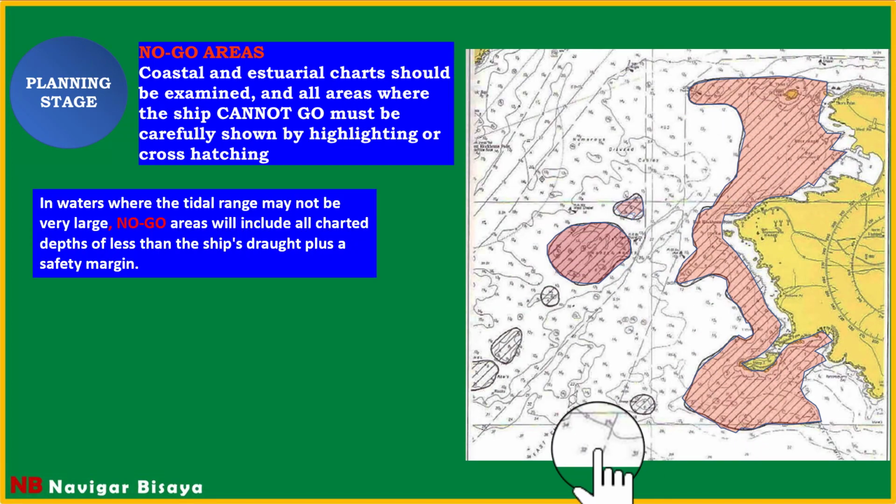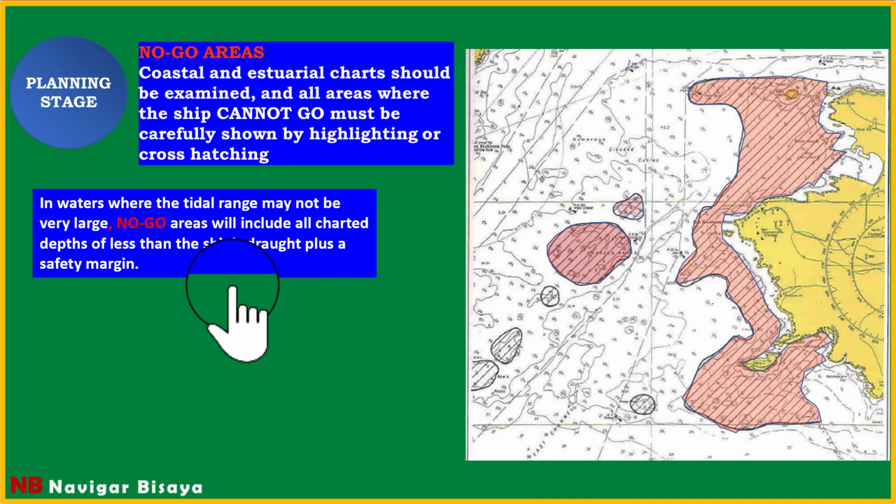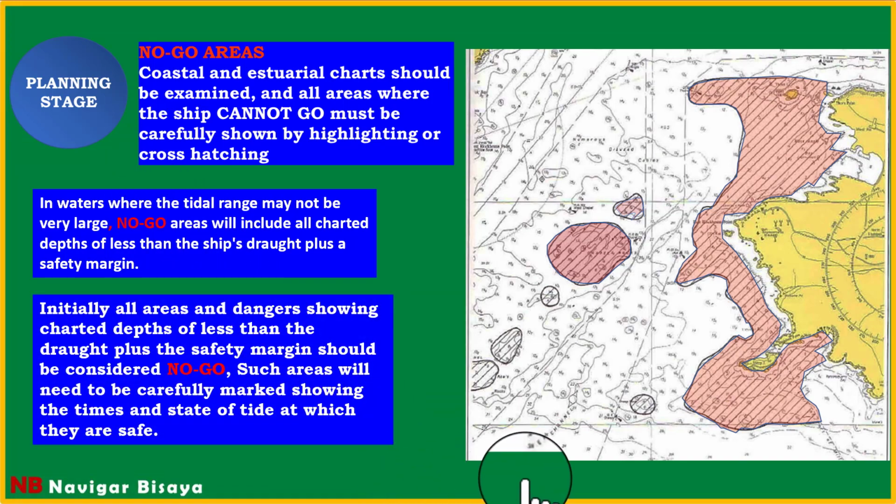These are no-go areas. In waters where the tidal range may not be very large, no-go areas will include all charted depths of less than the ship's draft plus the given safety margin. Initially, all areas of danger showing charted depth of less than the draft plus the safety margin should be considered no-go areas and should be marked with cross-hatching. Such areas will need to be carefully marked, showing the times and state of tide at which they are safe.